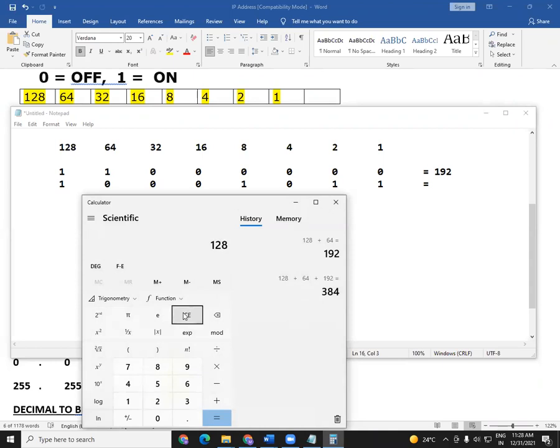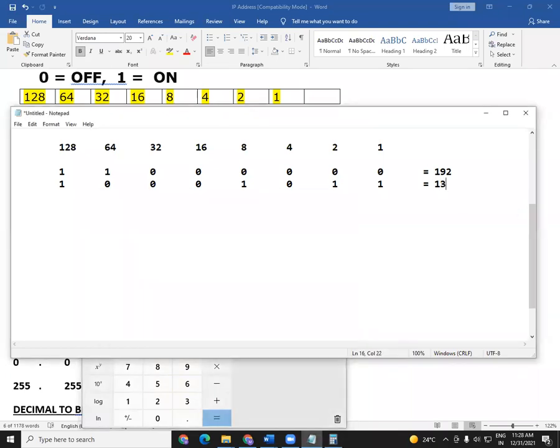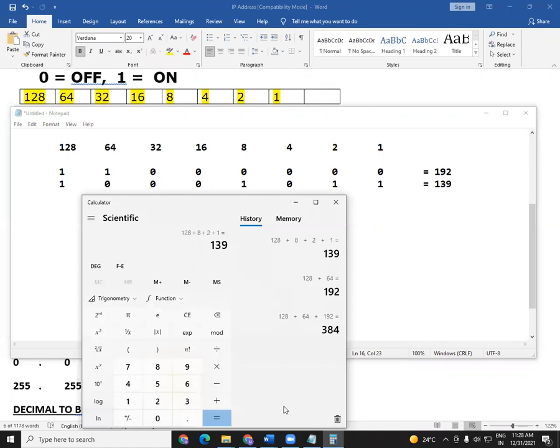128 is 1, plus 64 is 0, 32 is 0, 16 is 0. Then 8 is 1, plus 4 is 0, 2 is 0, then 1. How much is the value here, friends? 139. Isn't it? So what is its decimal value? It is 139. I have just taken some binary numbers and I have converted these binary numbers into a decimal number.